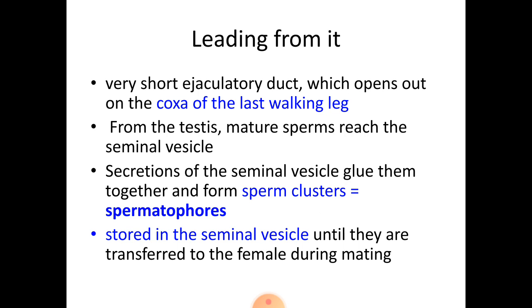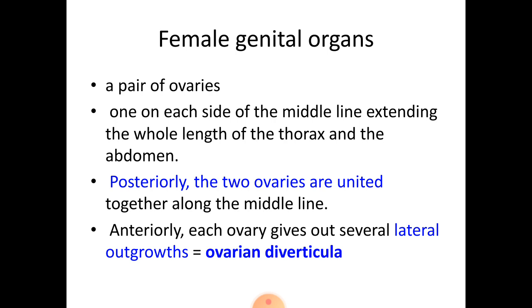From the testis, mature sperm reach the seminal vesicles, and the secretion of the seminal vesicle glues them together and forms sperm clusters or spermatophores. These are stored in the seminal vesicle until they are transferred to the female during mating.